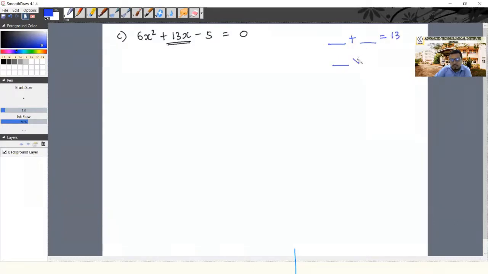And if we multiply the same two numbers, we should get what? A into C. Here, what is A into C? The value of A is 6. The value of C is minus 5. Therefore, 6 into minus 5, that is minus 30.